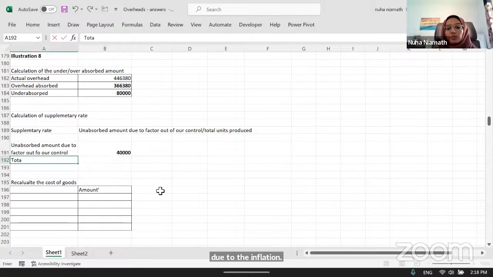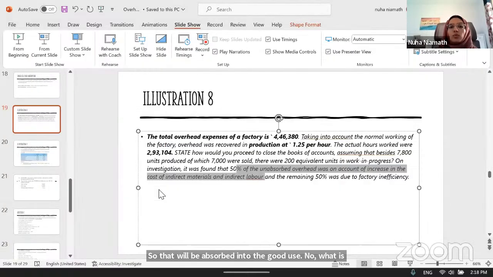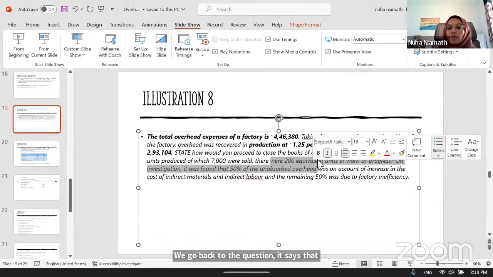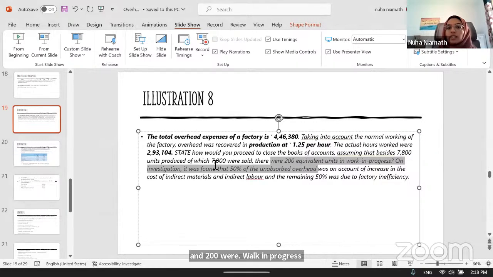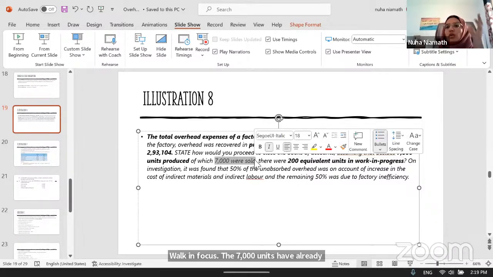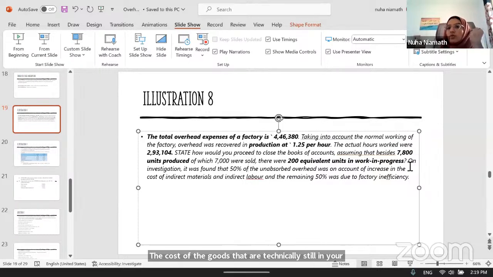Now, what is the total units produced? We go back to the question. It says that 7,000 were sold and 200 were work in progress. So that implies that 7,000 plus 200... no, sorry. It says that 7,800 units were produced, correct? But there were also 200 units worth of work in progress. The 7,000 units have already been sold, so we cannot absorb it into the cost of the goods that have been sold. The cost of the goods that are technically still in your warehouse or in your factories, in that we are going to absorb it.